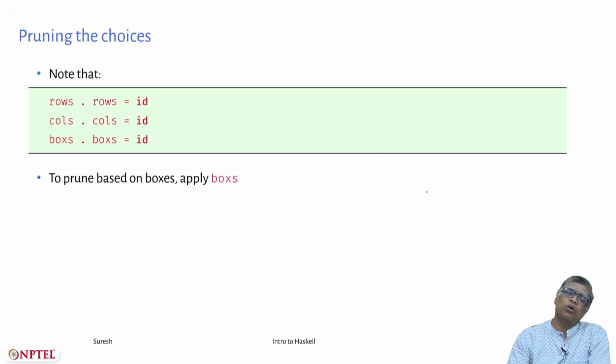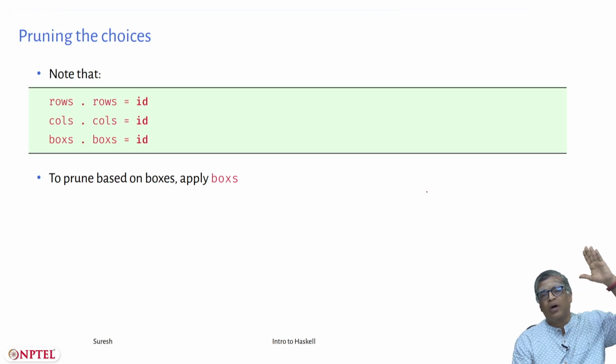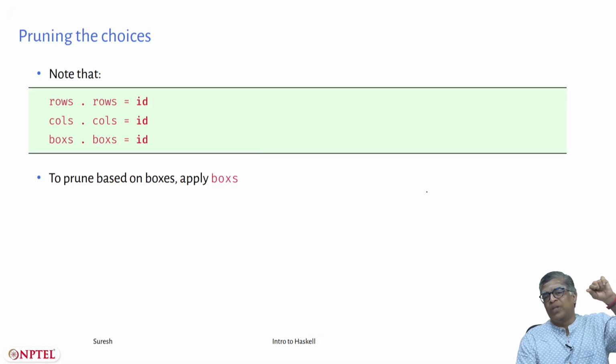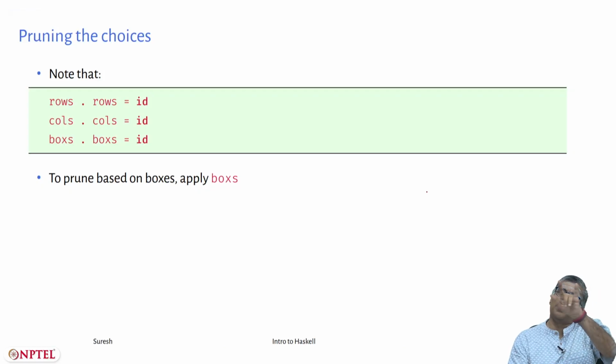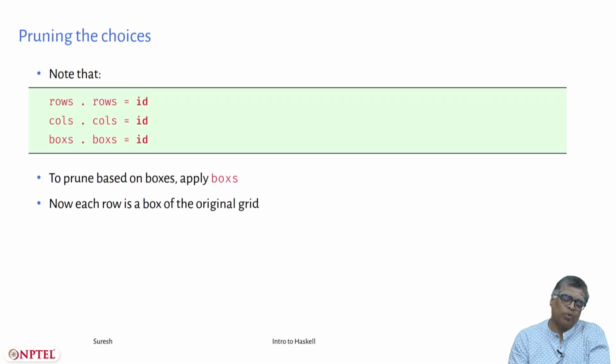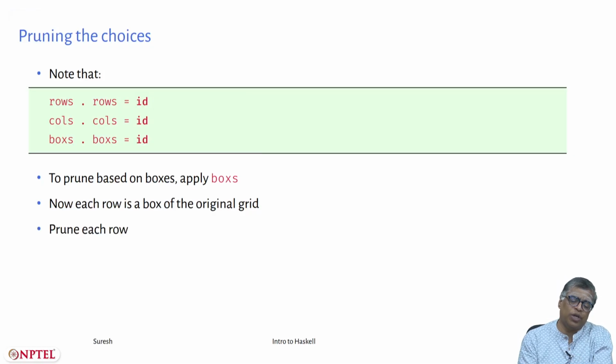Okay. So to prune based on boxes, I will apply boxes first. So I will have a list of rows. I will apply boxes. Now I will get a new list of rows. But in this new list of rows, each row is a box in my original matrix. Now I will prune that row alone, okay. And if I want to prune based on columns, I'll apply columns and then I'll prune each row, okay. Now each row is a box of the original grid, prune each row.